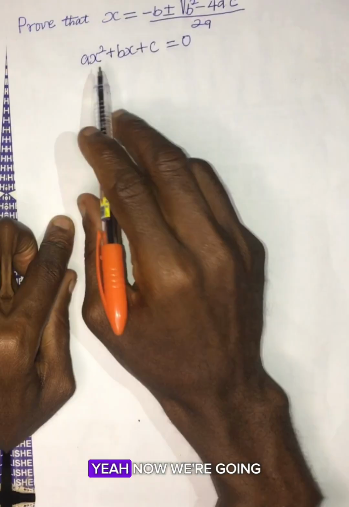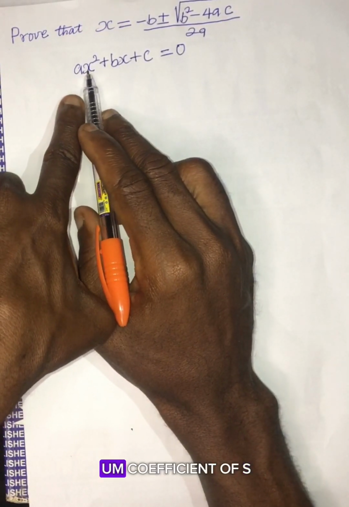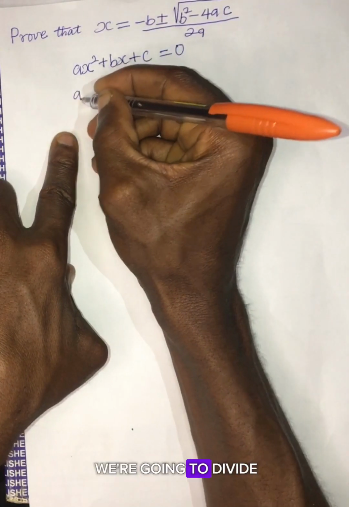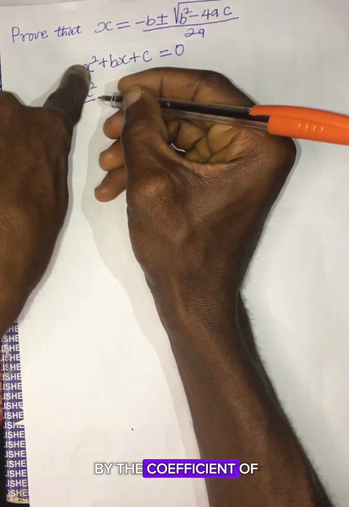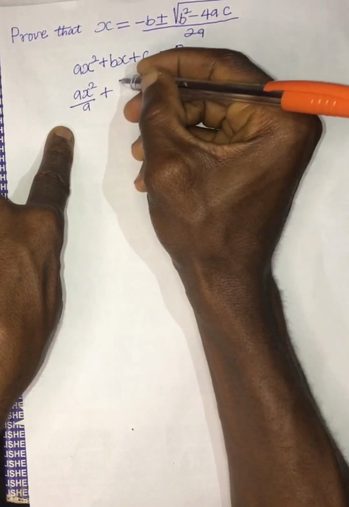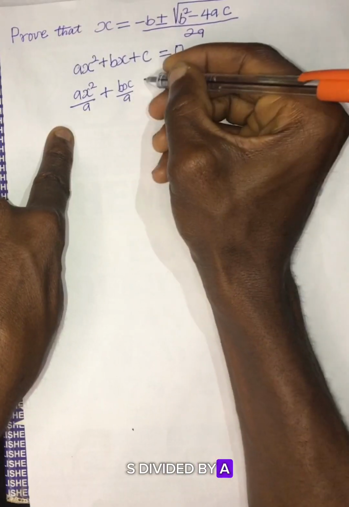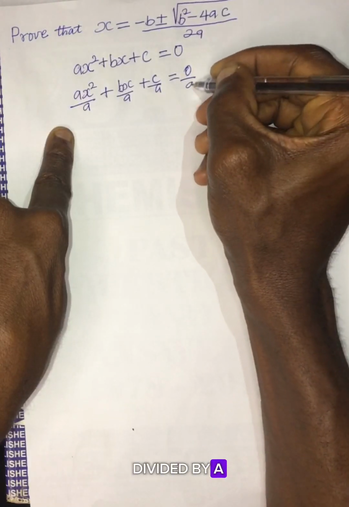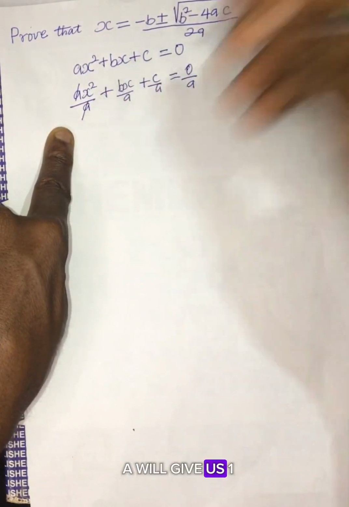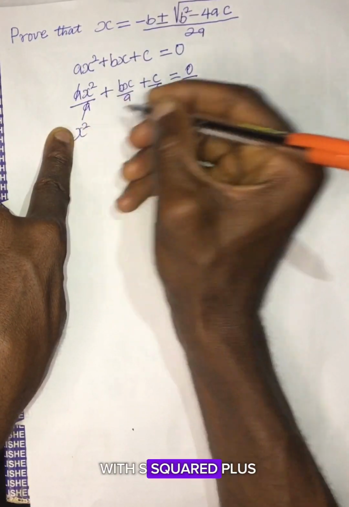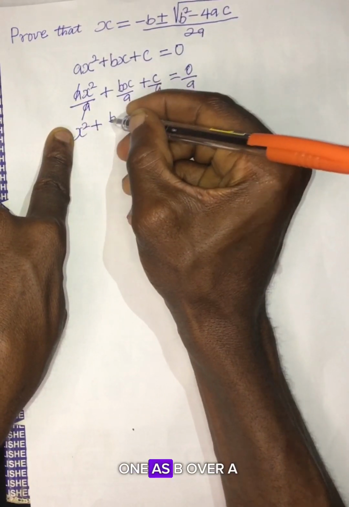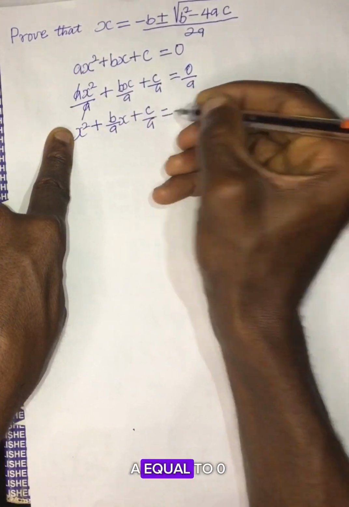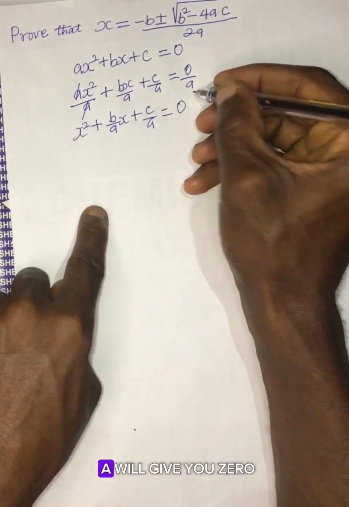equal to 0. Here now we're going to make the coefficient of s squared to be 1. In order to do that, we are going to divide the whole equation by the coefficient of s squared, which is a. So I have bs divided by a plus c divided by a equal to, you can say, 0 divided by a. Then a divided by a will give us 1. So we are left with s squared plus, you can write this as b over a times s plus c over a equal to 0. That's 0 divided by a will give you 0.